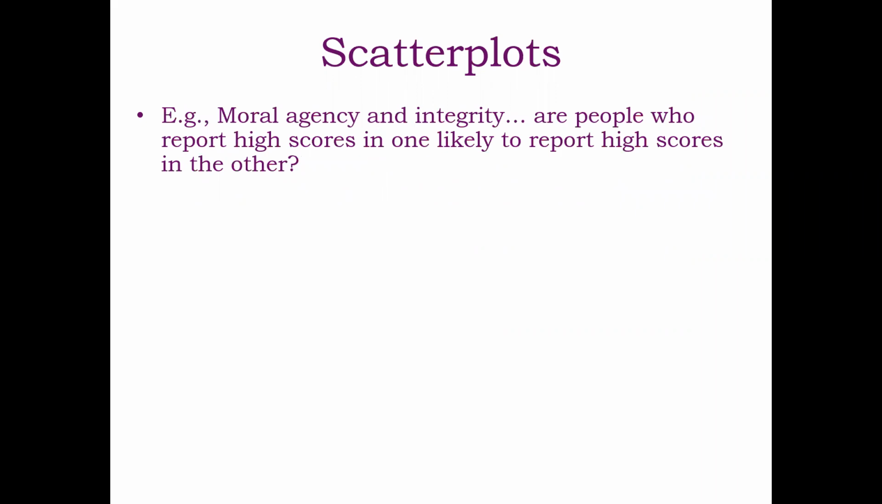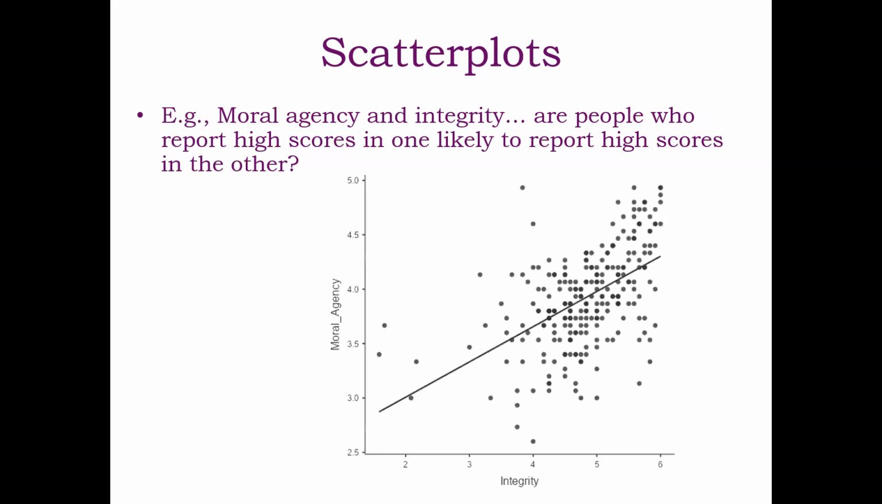What about moral agency, which is the extent to which people believe they have control over their morally relevant actions, and integrity? Are people who report high scores in one likely to report high scores in another? Seems likely because they're both about morality, right? So we can have SPSS create a scatter plot for us. And we can see that indeed this upward slope indicates a positive relationship. Remember, we talked about that last week.